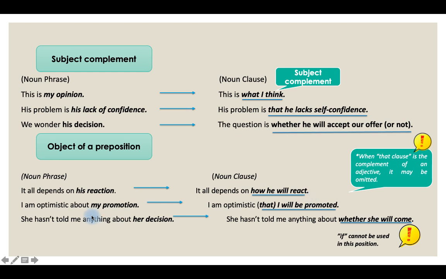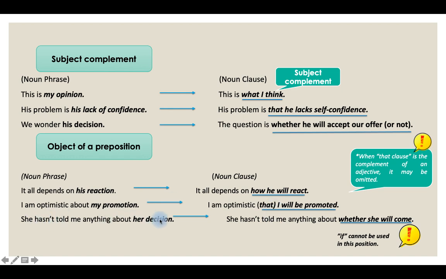I'm optimistic about my promotion. I'm optimistic that I will be promoted. Or I'm optimistic I will be promoted. When that clause is the complement of an adjective, yeah, optimistic, adjective, when it follows the adjective, that can also be omitted.